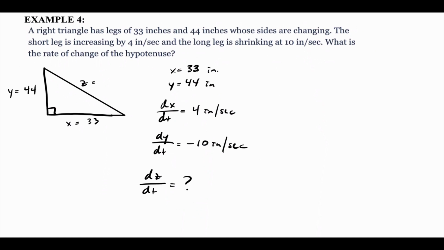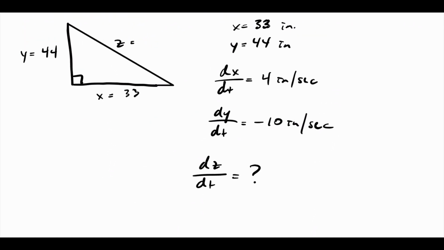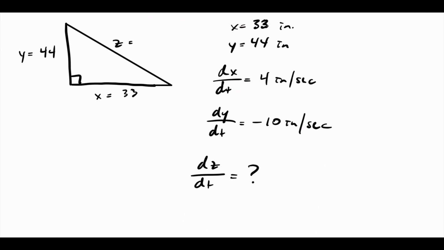So I know the length of one side. I know the length of another side. I don't know the length of the hypotenuse. Or do I? Do I know what z is equal to? I could find it out, right? So even though they didn't tell me this, I can use my brain and figure out what z is going to be, right? Isn't it a squared plus b squared equals c squared? So 33 squared plus 44 squared equals c squared.